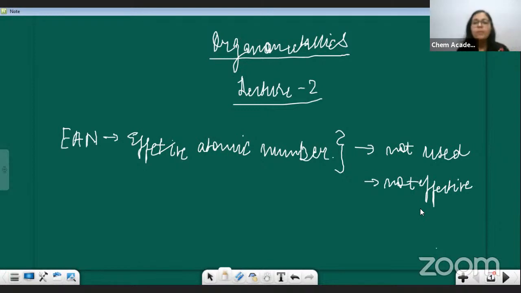Because in effective atomic number, to calculate the valence electron count, we will have to use the atomic number of the given element. But atomic numbers are very hard to memorize. Suppose you've been given a particular element with a very high atomic number; obviously you will not be given the periodic table in the exam. And it is very tough to memorize the entire periodic table. So since this method involves the usage of atomic number, it is not very effective, and we keep away from using this method.